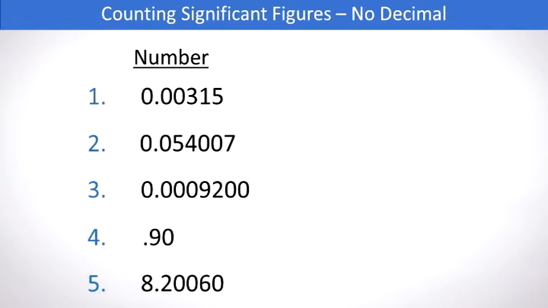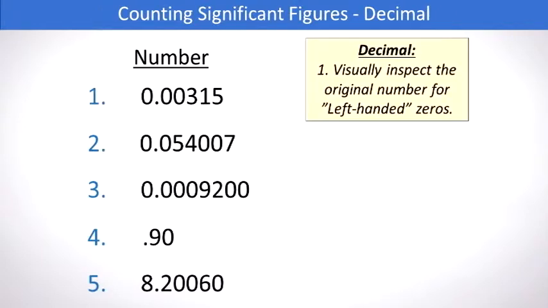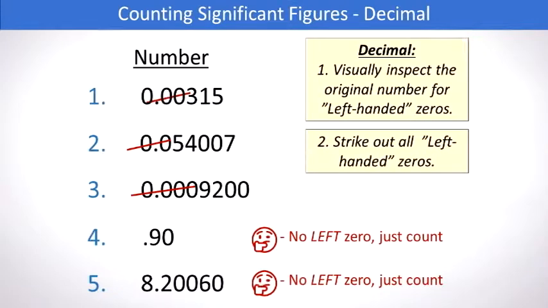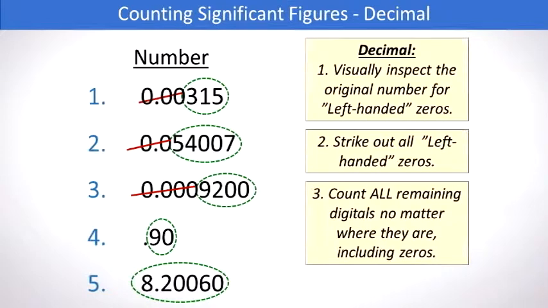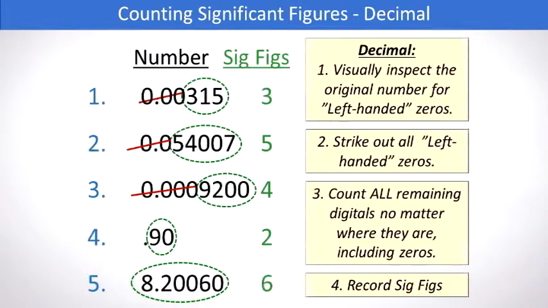Now let's consider left-handed zeros, those that contain decimals. If we do a simple visual inspection, we see that all these numbers contain left-handed zeros, in which case we strike from the left. And don't worry, if there are no left-handed zeros, we simply count the remaining digits and we can tally the number of significant figures for a final report, a final count of what we have in each of these numbers.